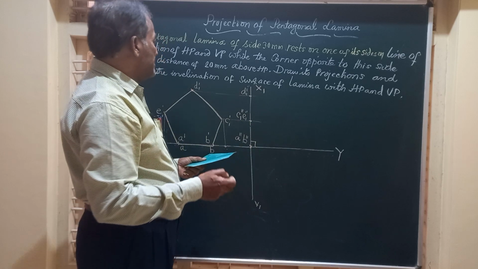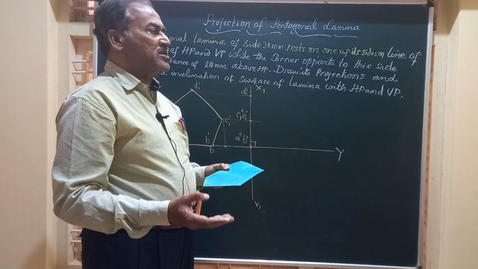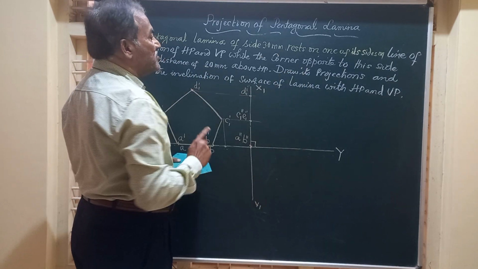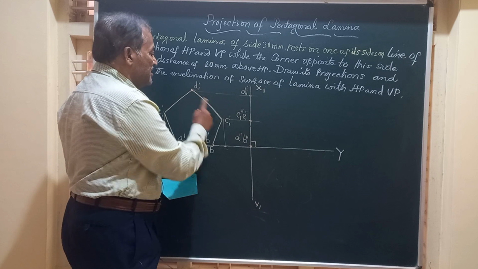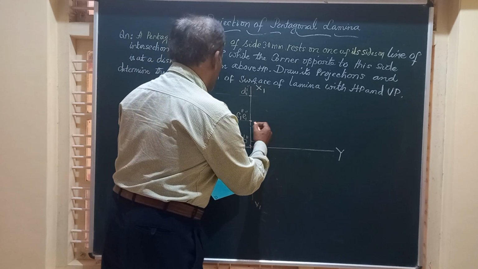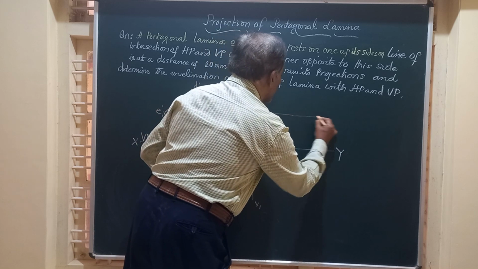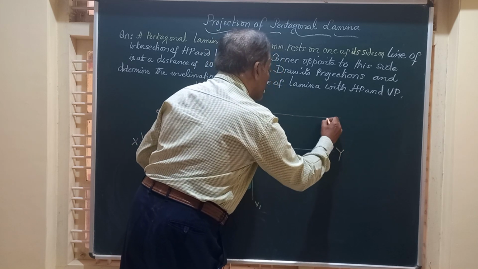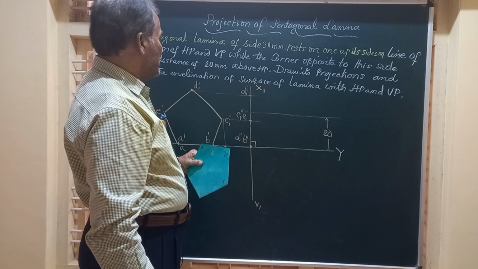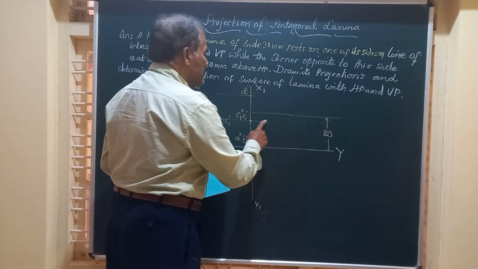Friends, now in the question it says the lamina has to rest on AB on HP, that is to say on XY, and the corner opposite to this side, the corner opposite to this is D, has to be at a height of 20 mm above HP. So friends, I am going to draw a line parallel to XY at a distance of 20 mm at which this corner D dash should come. Friends, now the locus of this D is fixed, that is given by this line.